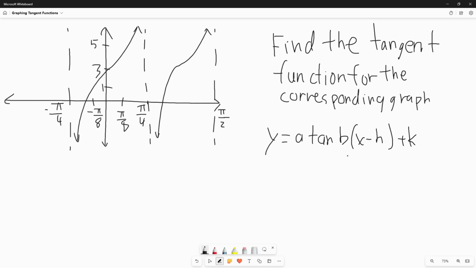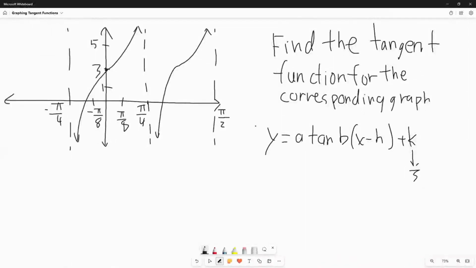So let's find out what k is. We can see that we have a point at (0, 3), and on the original tangent function, the parent function, the point is (0, 0), which means that the graph has been moved up by 3. So k is 3.